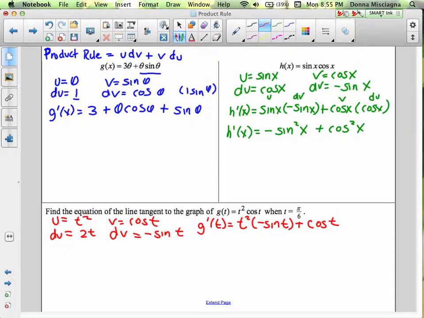Cosine t times the derivative of the first was 2t. And I'm just going to write it like this, only because I'm going to have to simplify it anyway, because of the negative sine t.